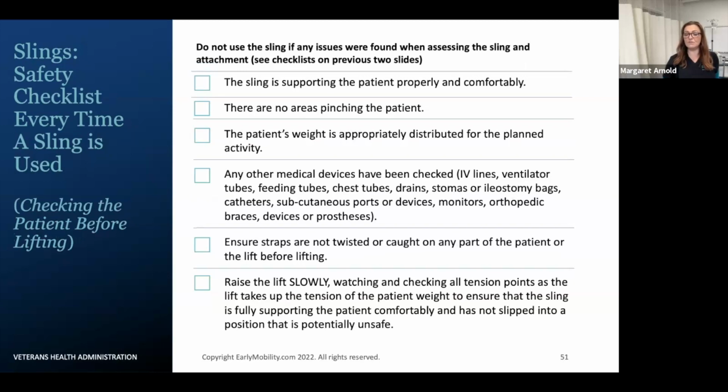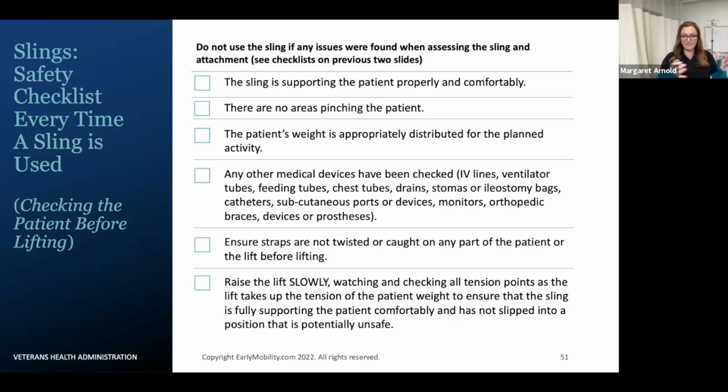Lastly, check the patient before you lift them once the sling is in place. Make sure the sling is supporting the patient properly and comfortably. Make sure there's no areas pinching the patient, that the patient's weight is appropriately distributed for the planned activity, and check any other medical devices: IV lines, ventilator tubes, feeding tubes, chest tubes, drains, stomas or ileostomy bags, catheters, subcutaneous ports or devices, monitors, orthopedic braces, devices, prostheses.